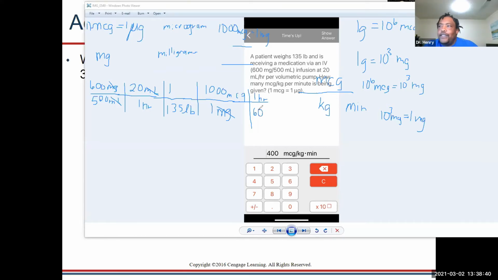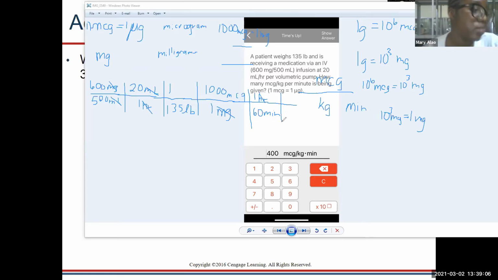So we don't want to put days in there, right? Not about days. We want to get rid of those hours and change them to minutes. So now we have minutes on the bottom. Isn't that what we're looking for? Yes. Okay, so we accomplished micrograms on top and minutes on the bottom, but we still have those pounds. How do we get rid of those pounds?